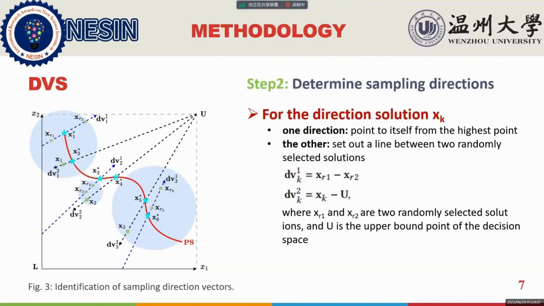Next, we use these direction solutions to construct the sampling directions. For each direction solution xk, we construct two different directions in the decision space for it. Specifically, one direction points from the highest point in the decision space to itself. The other direction is formed by connecting two randomly selected points in the decision space. Note that the motivation for this design is to guide the search towards a Pareto set, as well as enhance the diversity of the population.